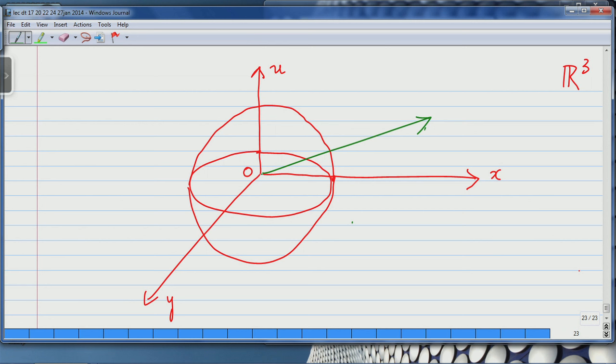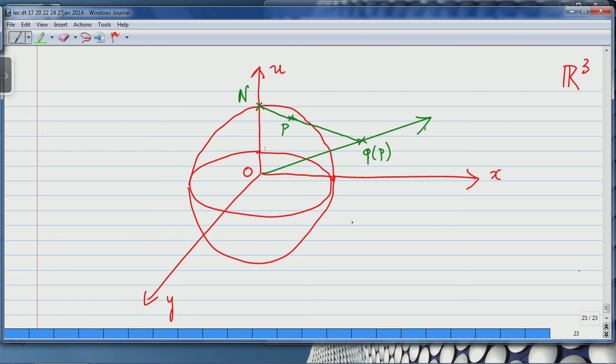Mind you, let me remind you, you have the north pole here. The stereographic projection is done in the following way: you give me any point on the sphere. Then that point is mapped by the stereographic projection to its image phi of p, and that is done by simply drawing a line from the north pole to that point and looking at the point where this line hits the plane. So phi is the stereographic projection. And now you can see that under the stereographic projection, the south pole of the sphere goes to the origin. So the origin corresponds to the south pole. The north pole on the sphere corresponds to what point on the plane?